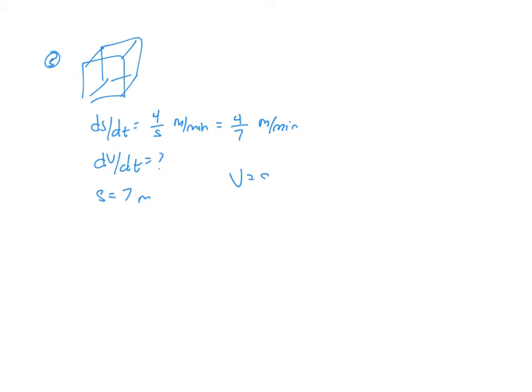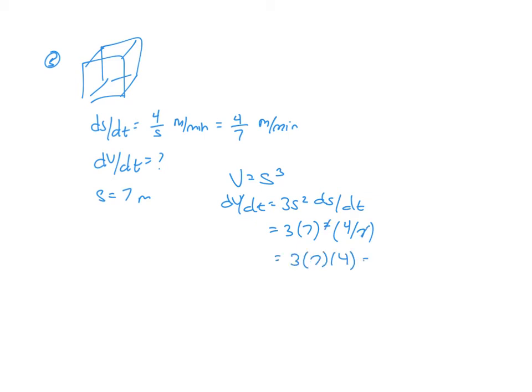Okay, so the volume of the cube is s cubed. So dV/dt is 3s squared ds/dt. And we're looking for dV/dt, so we've got 3 times 7 squared times 4 over 7. All right, one of these 7s will cancel with one of those, and we just have 3 times 7 times 4, so 21 times 4 is 84 meters cubed per minute.